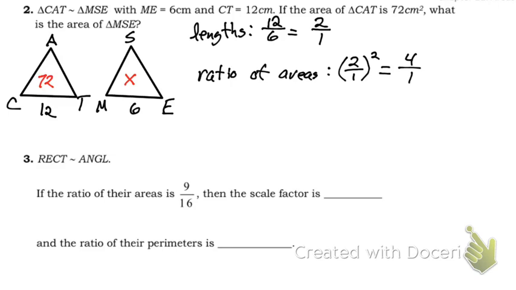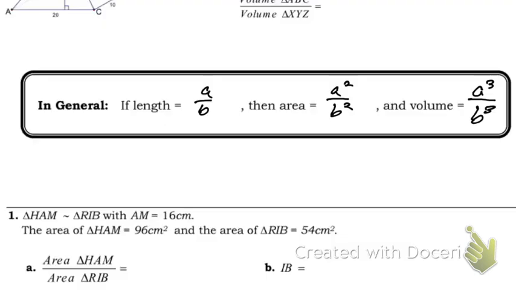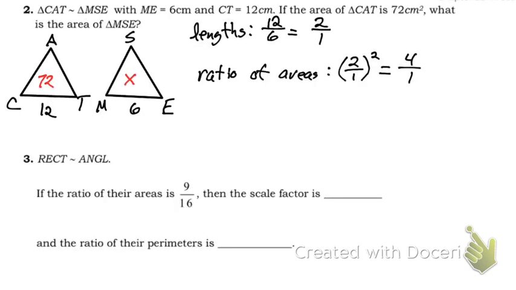Why squared? If our length ratio is A over B, our area ratio is A squared over B squared. That's what I was saying. You have to be really careful about what you're dealing with. I don't want to just find the ratio of lengths and compare it to areas. I need to square it to get my ratio of areas. All right, so now we have our ratio of areas, so now we can go ahead and find this.